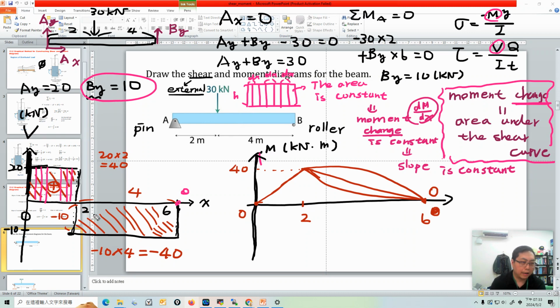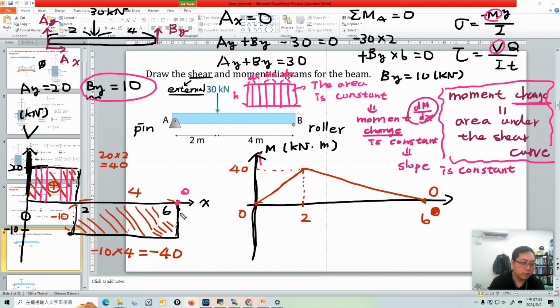So let's use the same concept. Because this area is rectangular, if we use a dx to slice this area, we have the same height, so each small area is the same, a constant. That means the moment change is constant, so the slope is constant. Only this situation, the slope is constant. And here we finish the moment diagram.